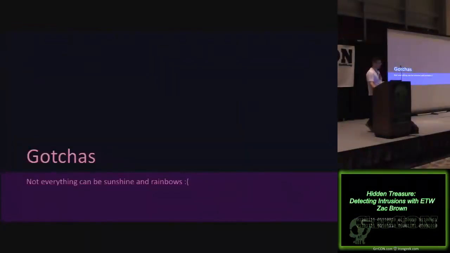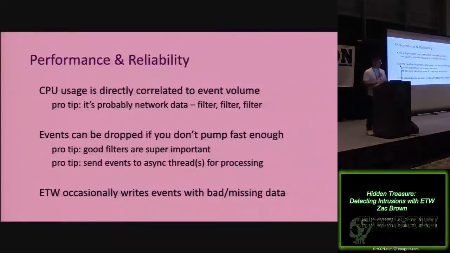Right. We're going to talk about gotchas briefly. Don't worry, I'm getting close to the end. I know it's been a long couple of days. Not everything can be sunshine and rainbows, which is true of ETW as well. So, for performance and reliability, CPU usage is directly correlated to event volume. It's almost always your network data. You're almost always not filtering enough of your network data.